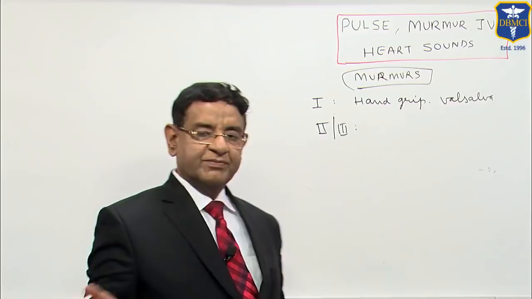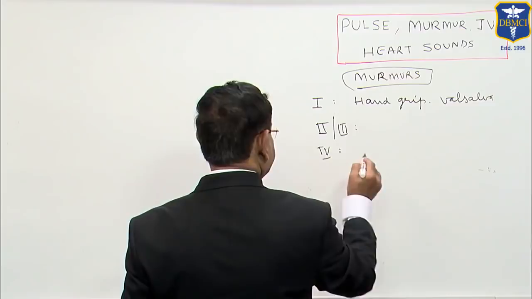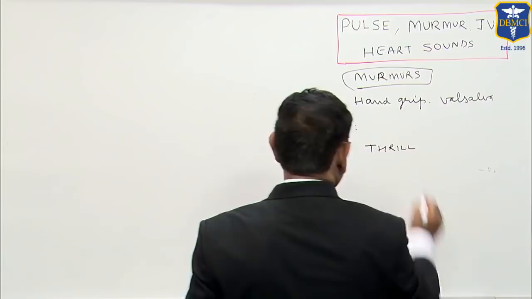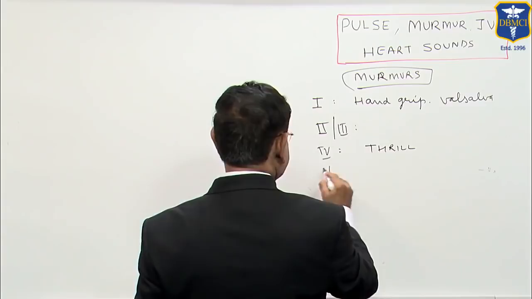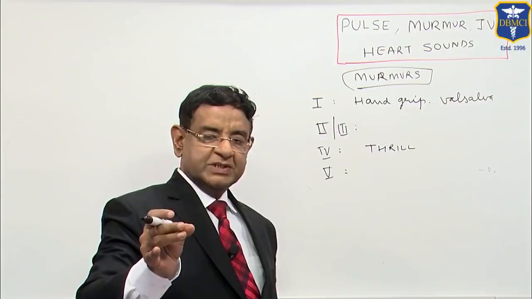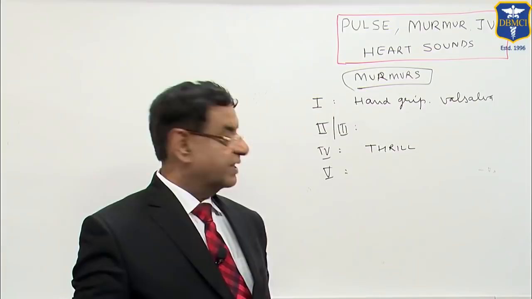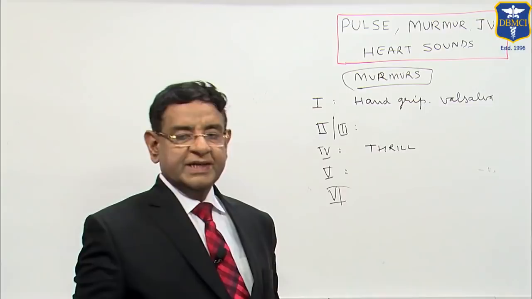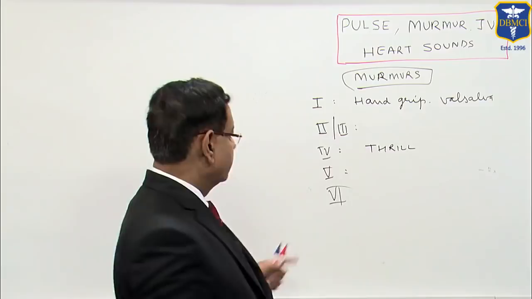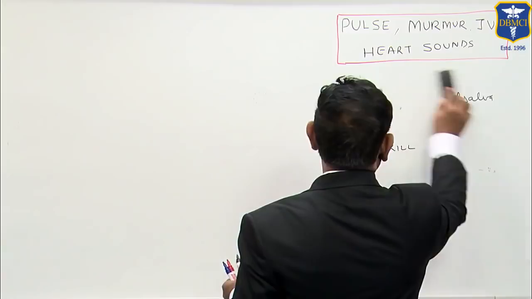There is no objective difference much. But we call it grade 4 if the murmur has an associated thrill. Grade 5 is a murmur which we can hear even when the stethoscope is slightly above the chest. And grade 6 is a murmur where you do not need a stethoscope, you can just feel and say the patient has the murmur. This is how we go for the grading of murmurs. And now let us see what types of murmur we get.